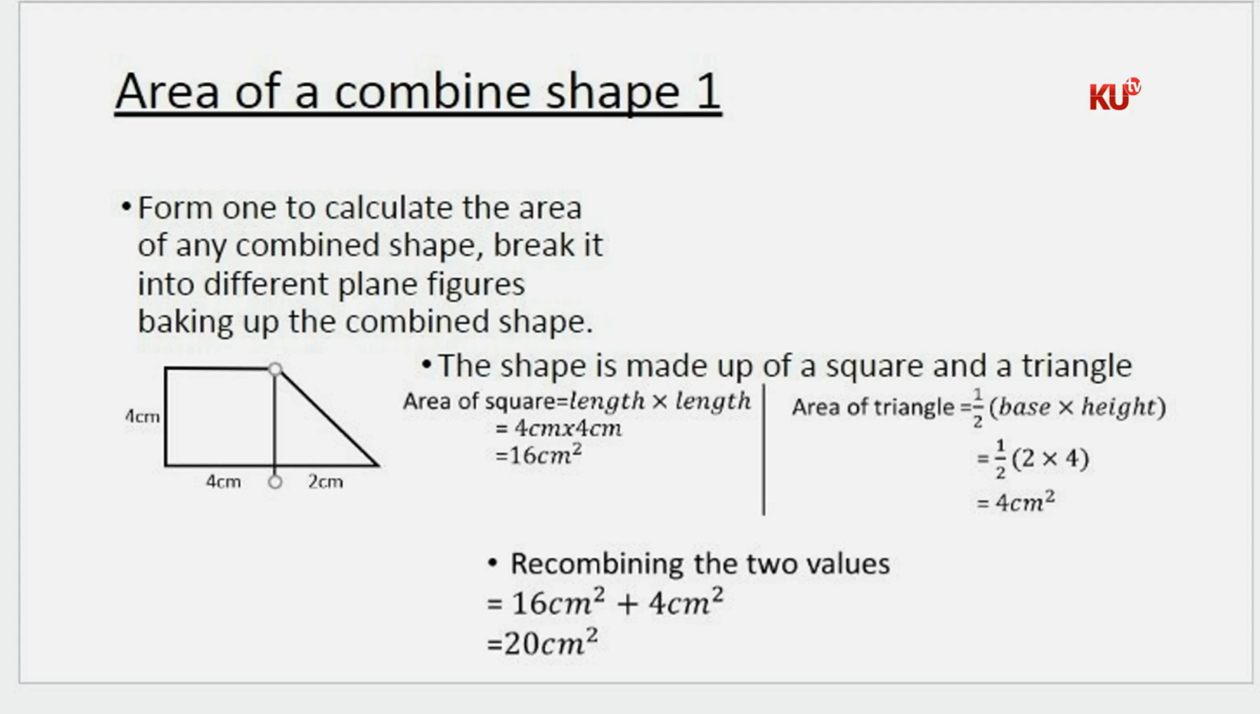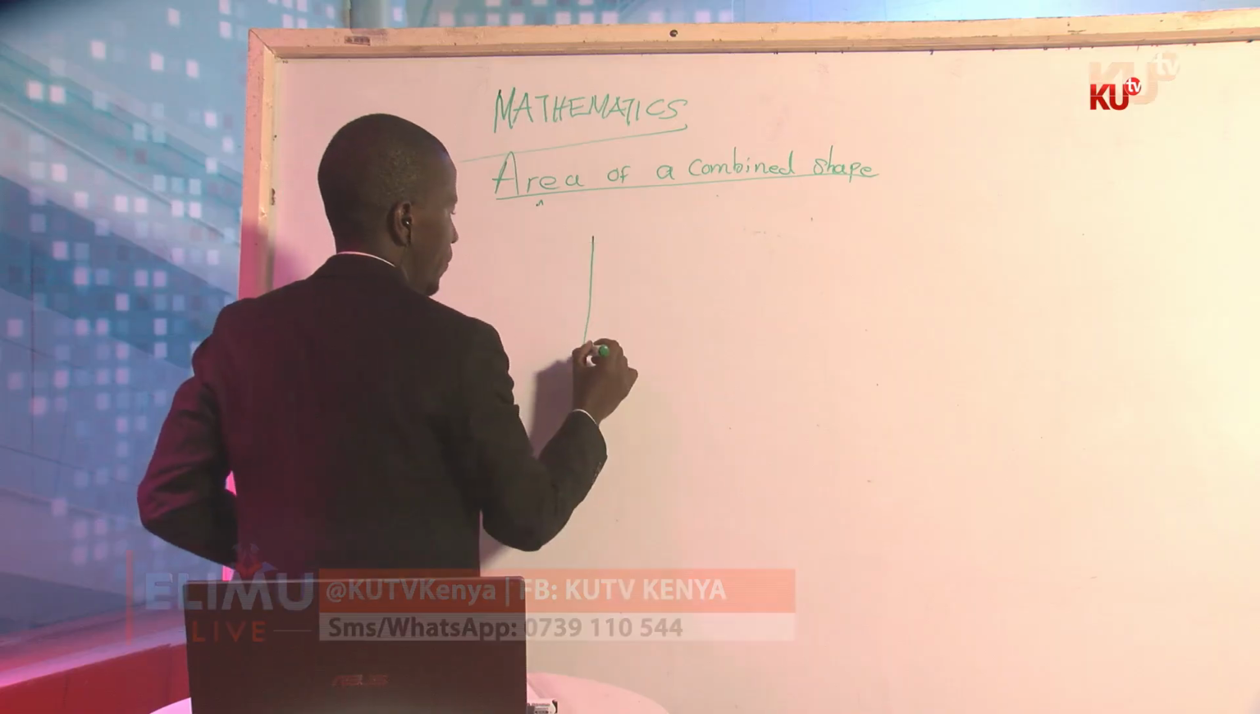Where is the measurement of the height, I mean? The height of the triangle is lying on one of the sides of the square, which is 4 centimeter. So to get the area of a square, I have said, you see, the formula is length times length. So we can look at that shape and work it out on the board together. This is the shape.